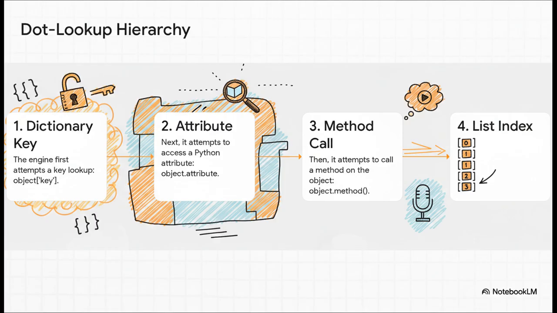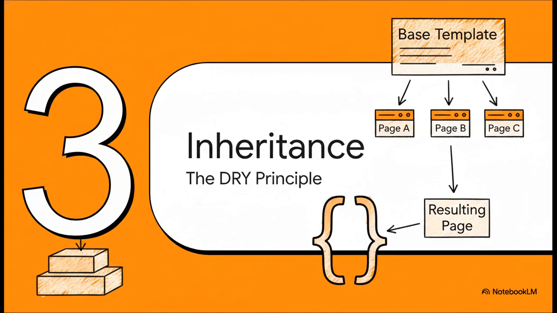It's super flexible, but Django's real secret weapon for staying DRY is a much, much bigger idea. And that idea is template inheritance. Remember we talked about the DRY principle? Well, this is probably the most powerful example of it in all of Django.